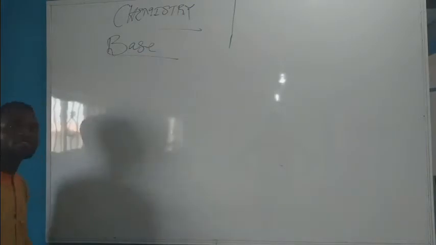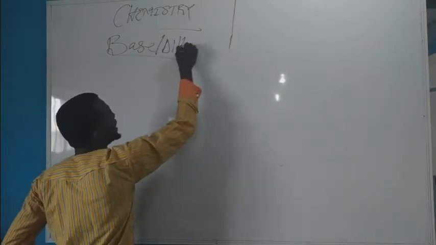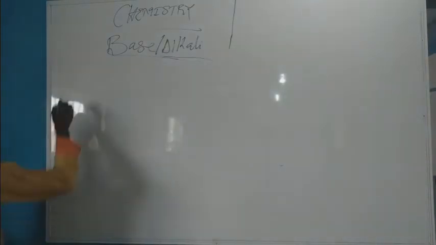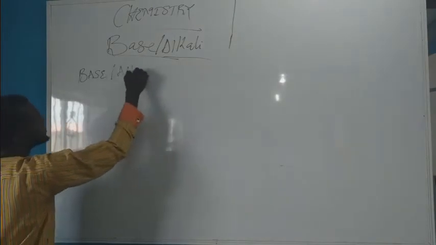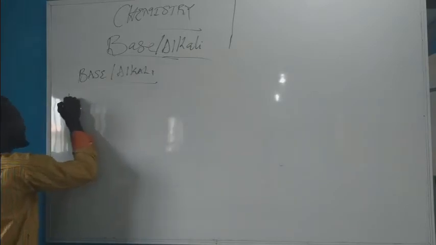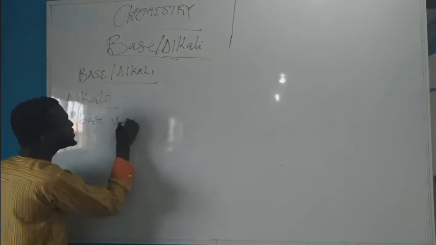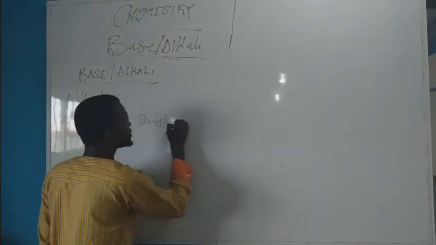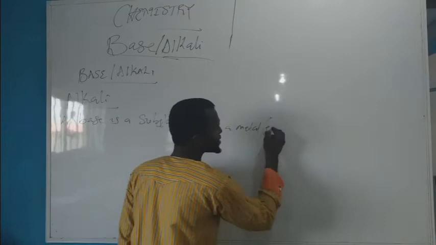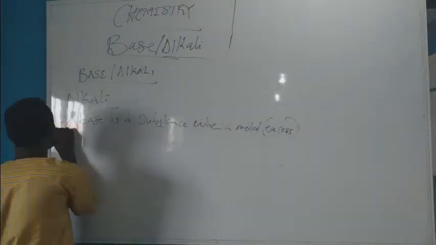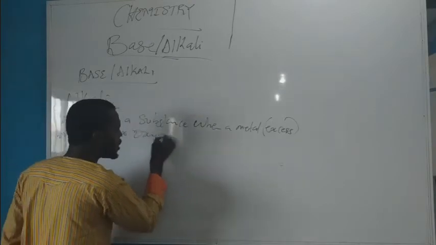We shall be examining the concept of base and alkaline. Now, we are starting off with base and alkaline. What is a base? A base is a substance formed when a metal in excess bonds in air or oxygen.